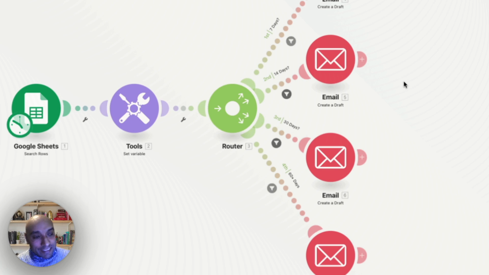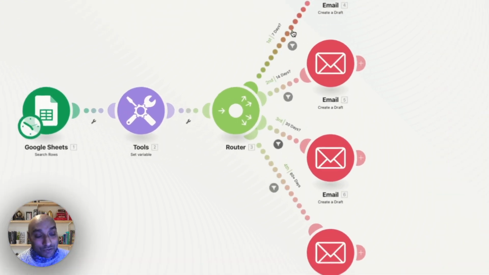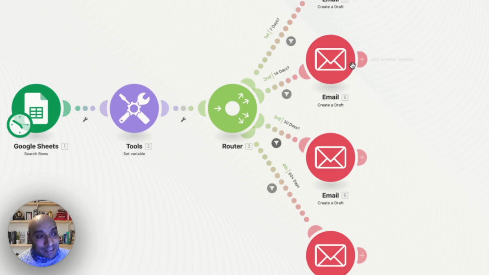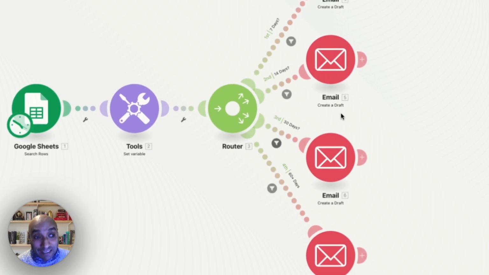Now the next bit is called a router, and it's going to check this number of days late against various criteria. We can see this criteria just here. We're going to send out potentially 4 different emails depending on how late a certain invoice is. The first email is going to get sent out if it's 7 days late, the second if it's 14 days late, the third if it's 30 days late, and the fourth if it's more than 60 days late.